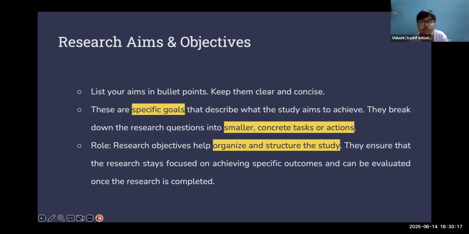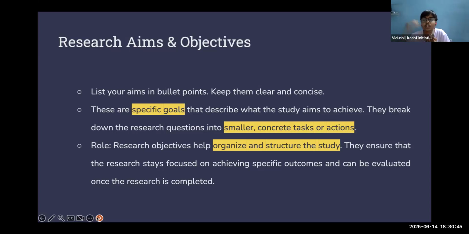So, research aims and objectives. One thing is, it's not always that all research proposals will have this. It's not required in most proposals, but it's something people sometimes like to include. What it means by research aims and objectives is that you put them in bullet points, and they are specific goals that describe what your study is going to achieve, what its aim is.